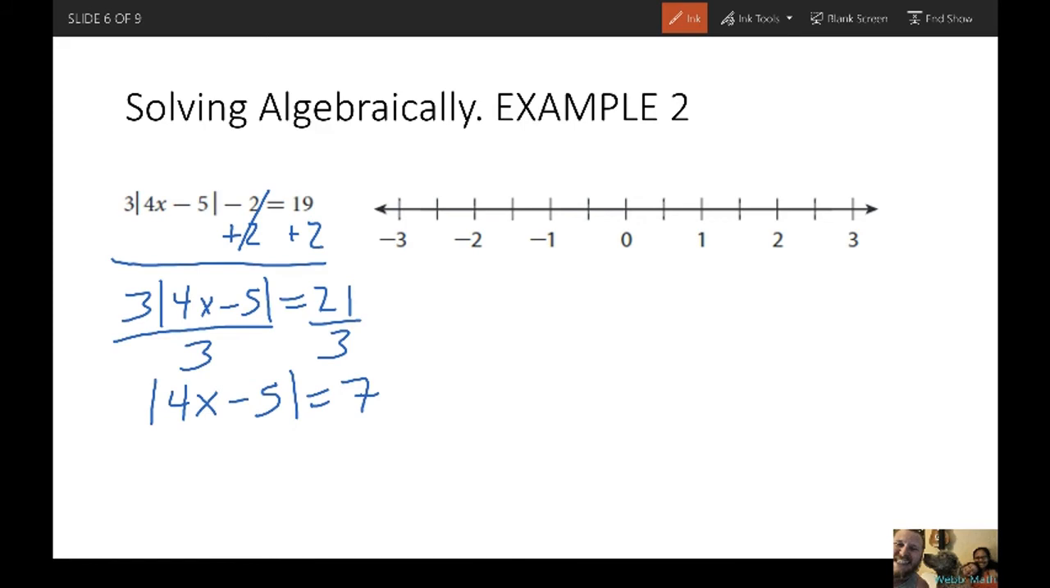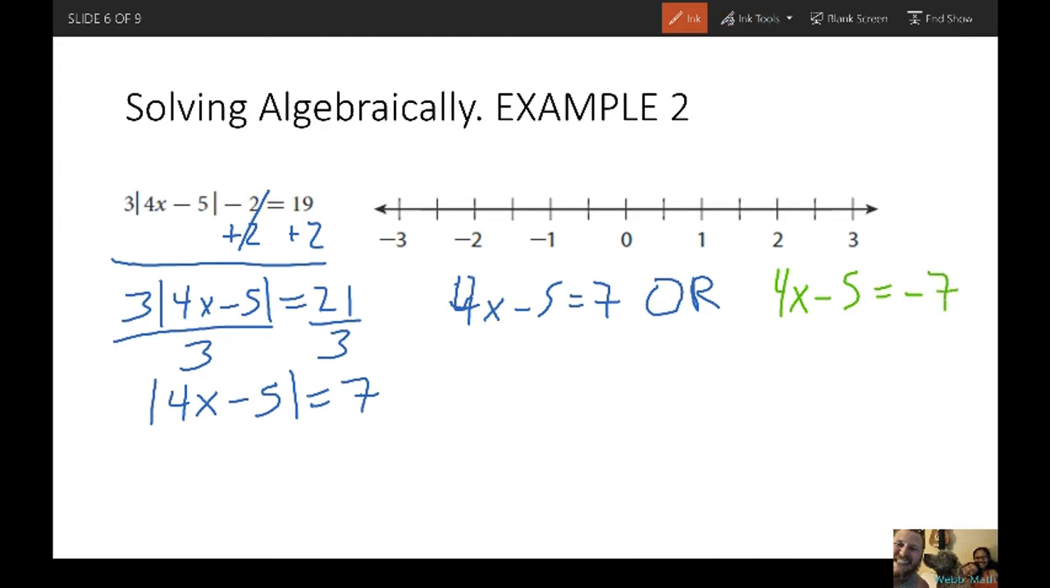21 divided by 3 is 7. So we have our disjunction going. So we have two situations. We have 4x minus 5 equals 7, or 4x minus 5 equals, who's the opposite of positive 7? Negative 7.